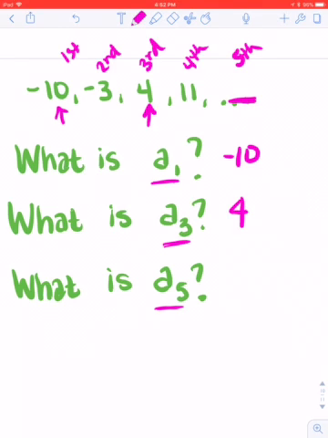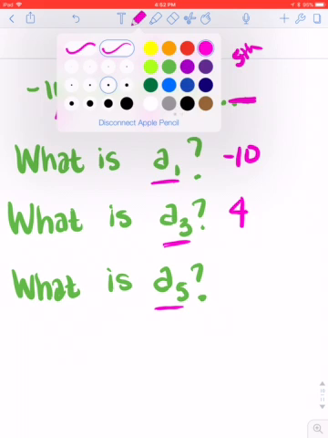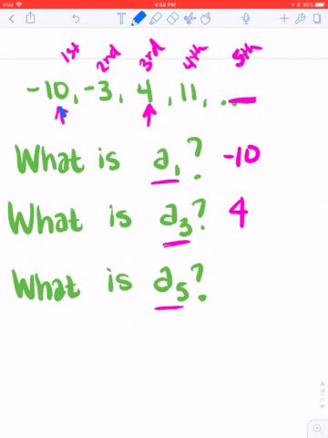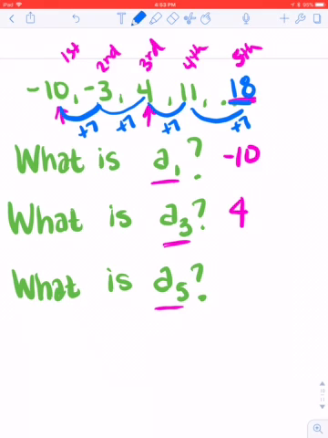So if I take a look at the pattern of the sequence first, to go from -10 to -3, they would have added 7. To get from -3 to +4, we would have added 7. To get from 4 to 11, I would have added 7. So if I want to figure out the fifth term, I'm going to have to add one more 7 to get that. And that would be 18.